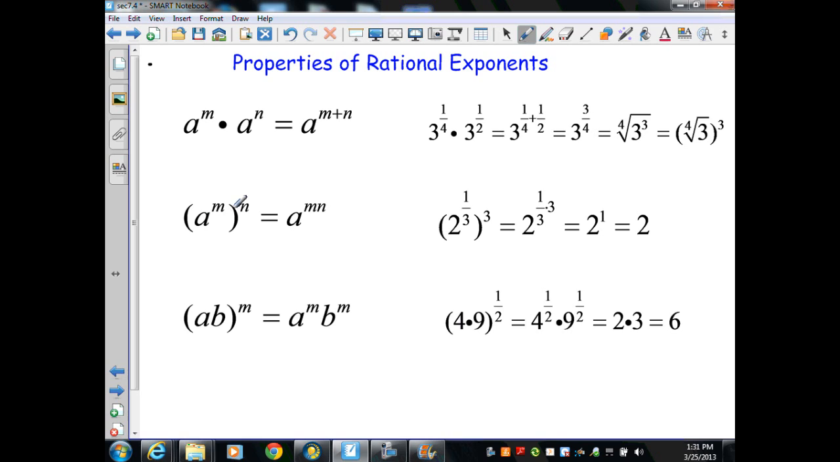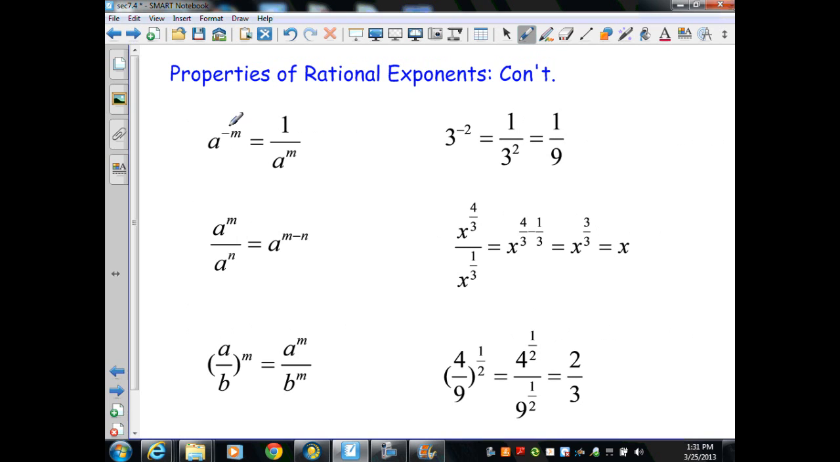Here, I have a power taken to a power. When that occurs, I will multiply the exponents. When I have a set of parentheses with an exponent on the exterior, remember that that exponent must multiply each term on the interior. Continuing, if I have a negative exponent, remember I have to take that to the bottom. If it happens to be negative on the bottom, I will move it to the top of the fraction.